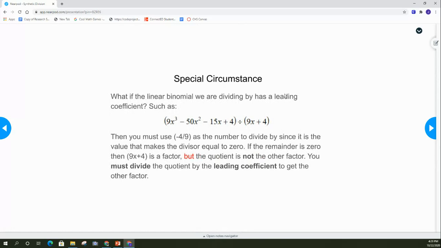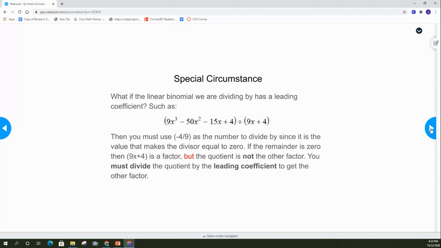Okay, special circumstance. What if the linear binomial we're dividing by has a leading coefficient, such as 9x plus 4 has a leading coefficient of 9? If that's the case, then you must use -4/9 as the number to divide by, since it is the value that makes the divisor equal to 0. What makes this divisor equal to 0? It's -4/9. If the remainder is 0, then 9x plus 4 is a factor. But this is the special circumstance: the quotient is not the other factor. You must divide that quotient by the leading coefficient to get the other factor.